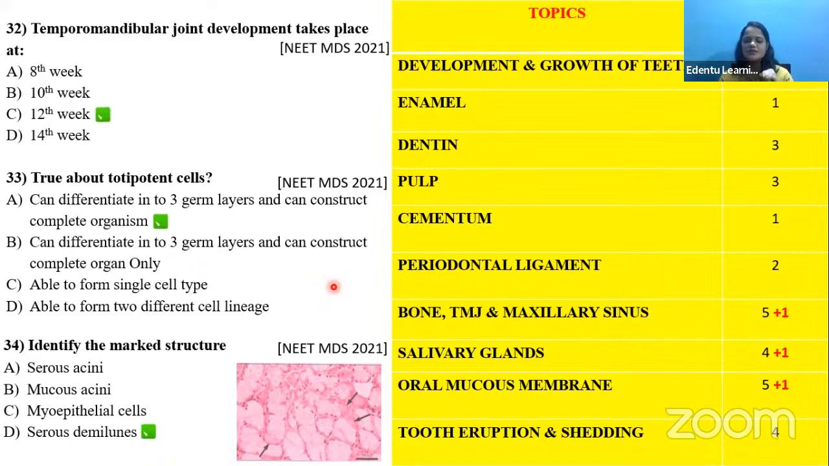This serous demilune is mainly seen in the mixed glands. If this is a mucous acinus, then there will be a half-crescent shaped structure covering this mucous acinus like this. This half-crescent shaped structure that covers the mucous acinus is called the serous demilune.